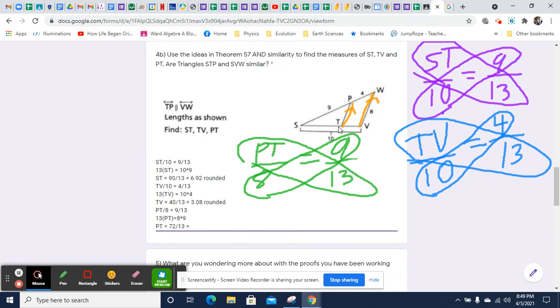So there we go, 5.54 rounded, and that's your answer. I hope that helped with this one.